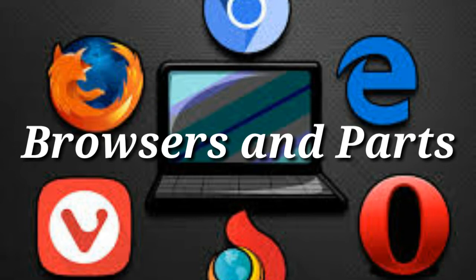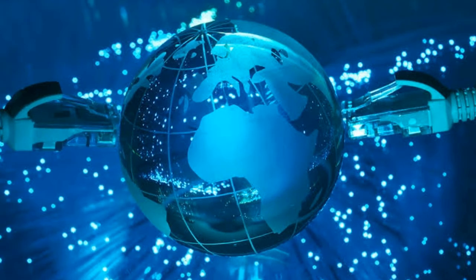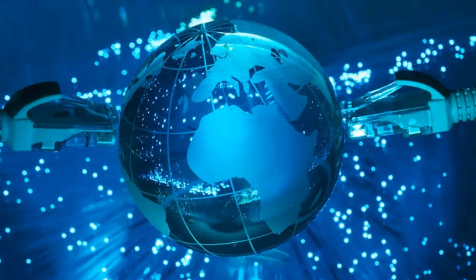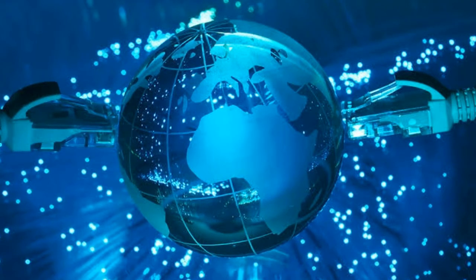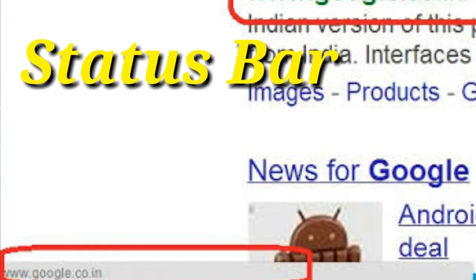Now here we are discussing some main parts of the browser. You should know, when you open a browser, about the parts of it, just as you studied parts of different kinds of software. Here we have the status bar. What is it? At the very bottom of your browser window, it tells us what you are doing at that moment. What is your status?